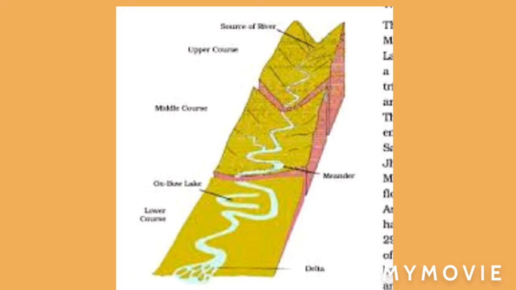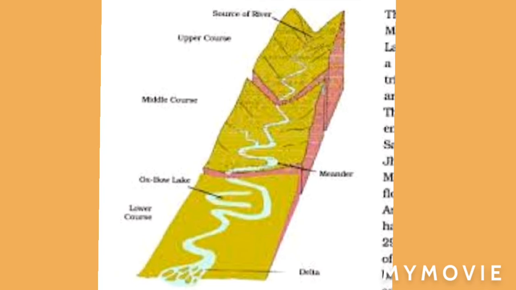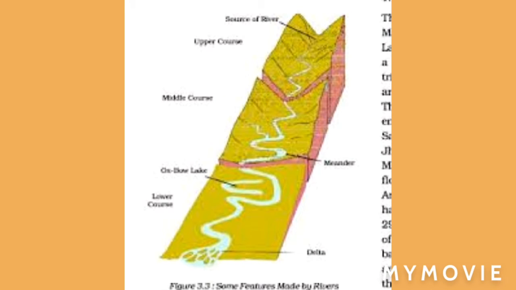Now children, from the figure given in your book, which shows some features made by the rivers, we can say that every river has three courses: the upper course, middle course, and lower course. The river meanders on its course. The river starts from a point which is known as the source of the river, and at the mouth of the river it drains its water into the sea and also forms various deltas.